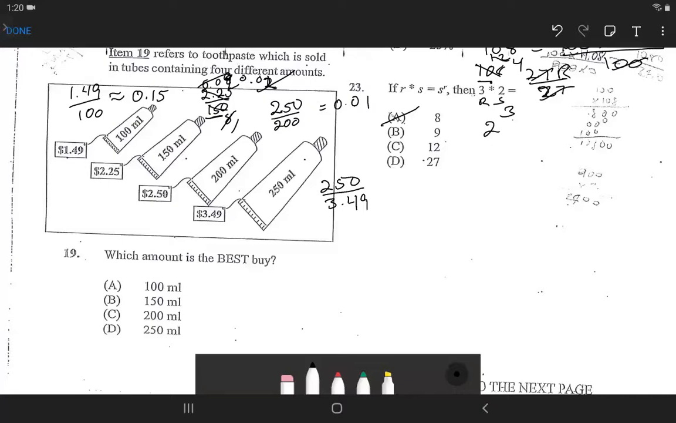All right, 250 divided by 3.49. Sorry, it's supposed to be 3.49 divided by 250. Right, because we want the money per ml, by 250.